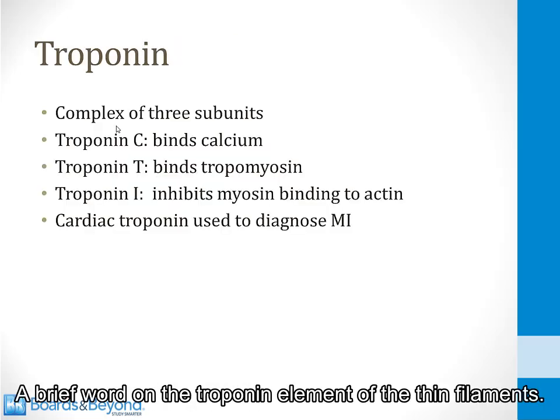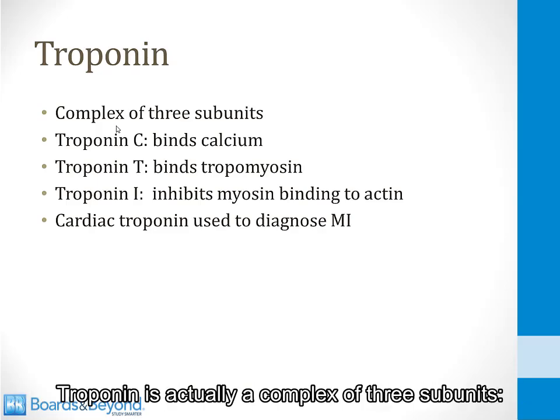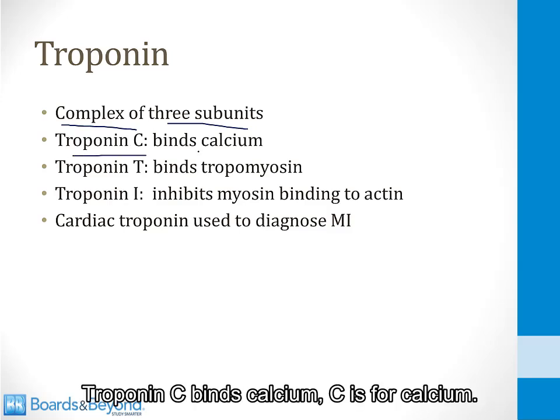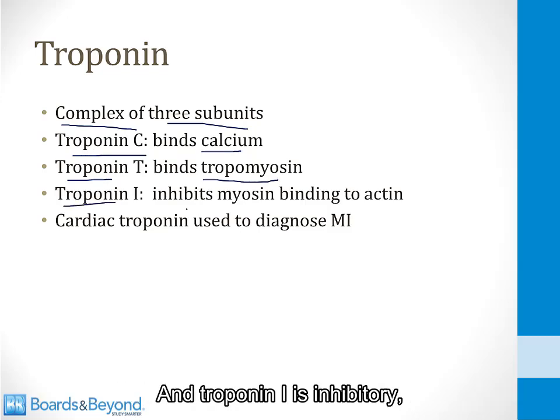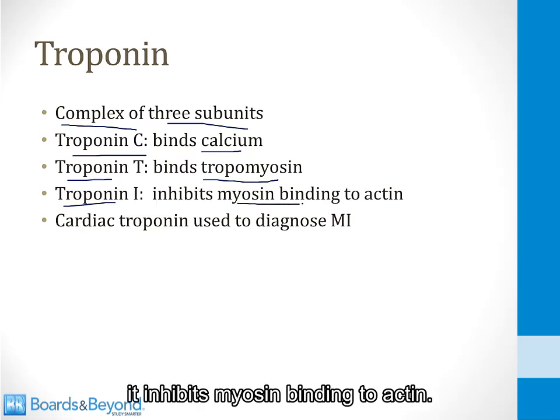A brief word on the troponin element of the thin filaments. Troponin is actually a complex of 3 subunits. Troponin C binds calcium, the C is for calcium. Troponin T binds tropomyosin, the T is for tropomyosin. And troponin I is inhibitory. It inhibits myosin binding to actin.